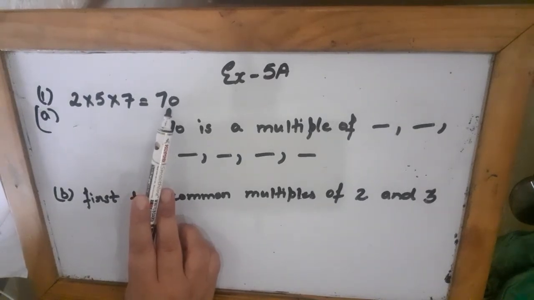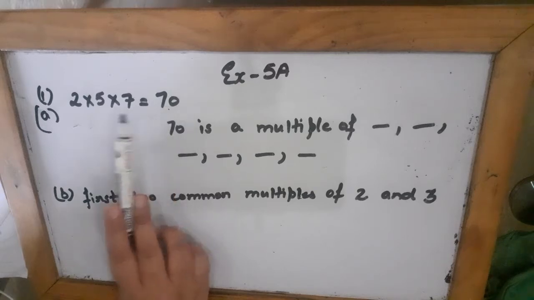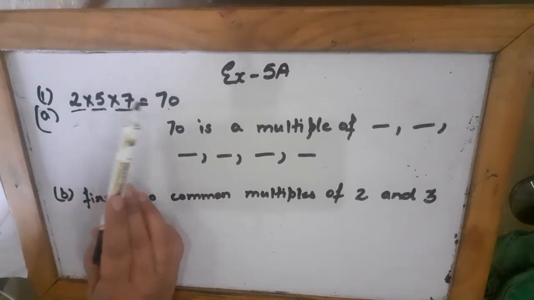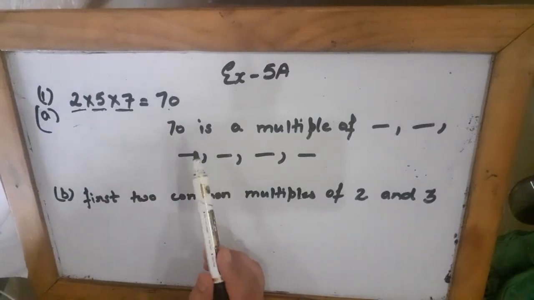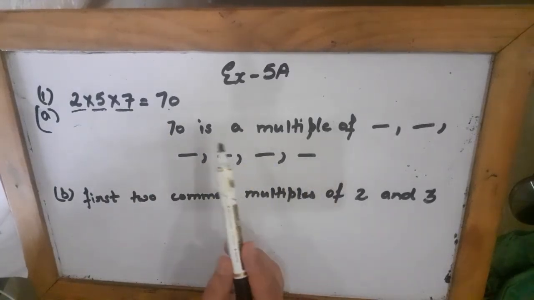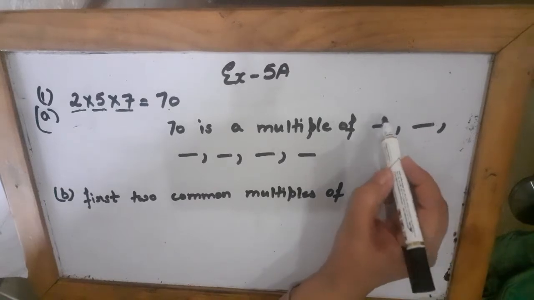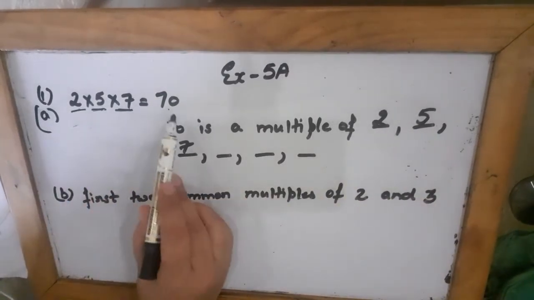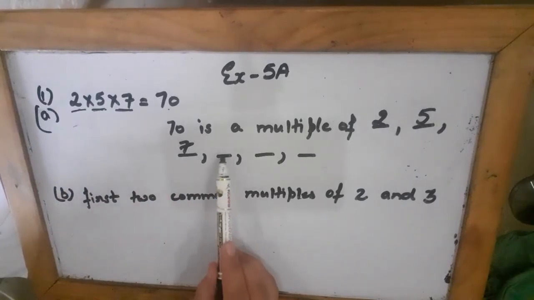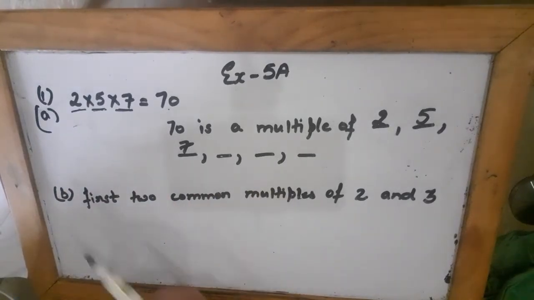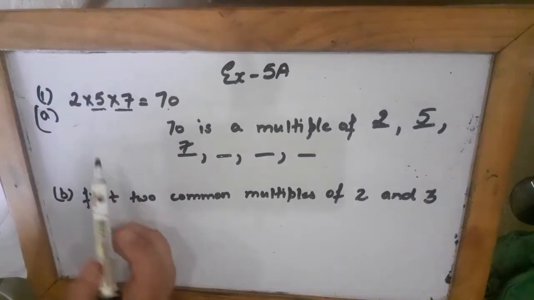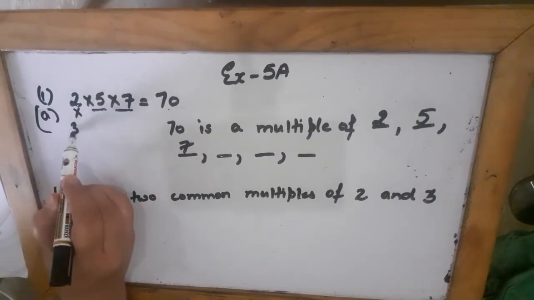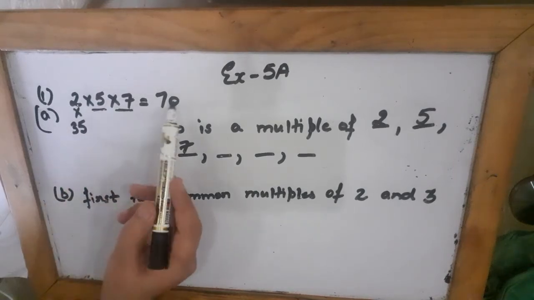As you can see, this 70 is a multiple of all these numbers, and all these numbers are factors of 70. So 70 is a multiple of 2, 5 and 7. And what about the other three numbers? I will say how 2 will become 70. If I multiply 2 with 35, 2 35s are 70.